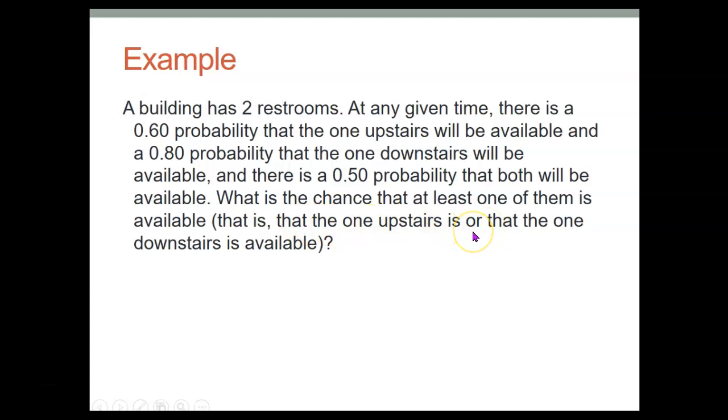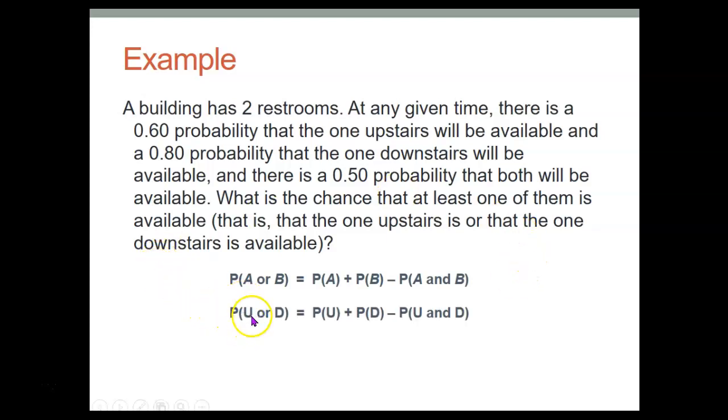Notice this is an or kind of question. So this is what we were just talking about. The probability of something or something else is equal to the probability of the first thing plus the probability of the second thing minus the probability of both of those things, A and B, both being true. So here the two events are the upstairs bathroom being available and the downstairs restroom being available.